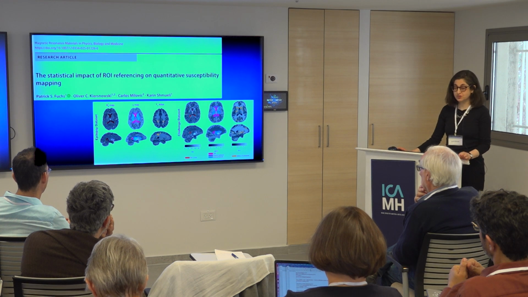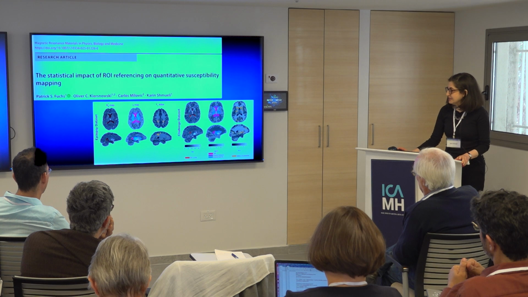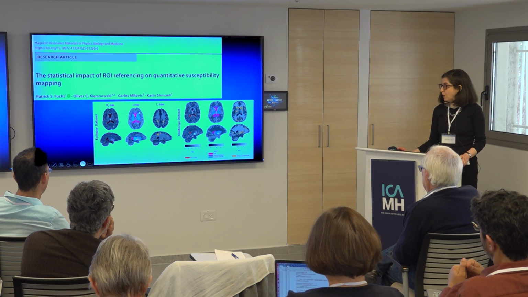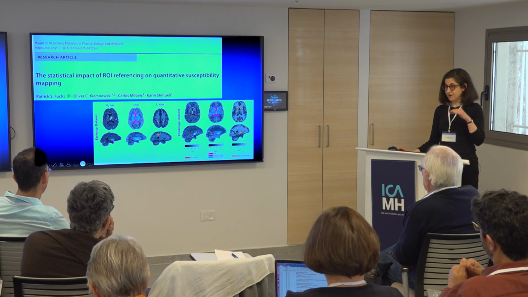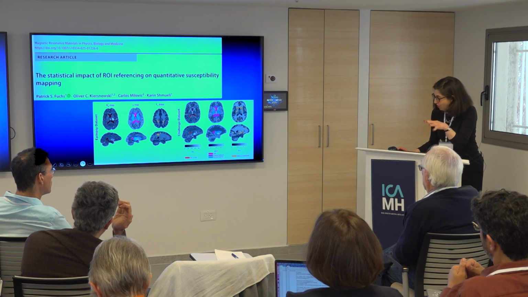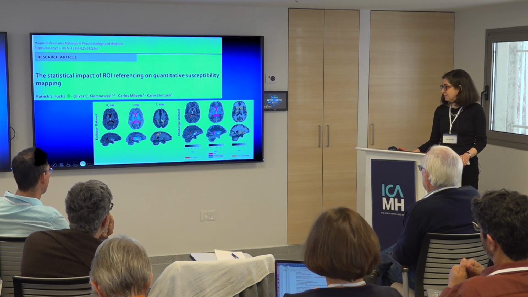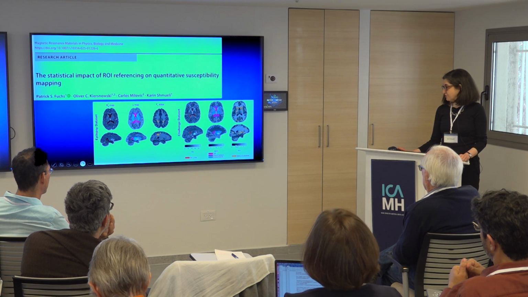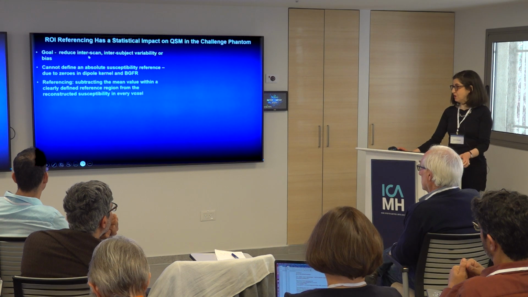And here's some of the reference regions that have been suggested as having very stable susceptibility. You can see here we've got the ventricles, so the cerebrospinal fluid. We've got some white matter regions like the corpus callosum and internal capsule, and also regions that have a very long R2 star, and also a very small variance in their signal. So there's different ways of defining those reference regions. And again, the goal of this is to reduce inter-scan variability and inter-subject variability.